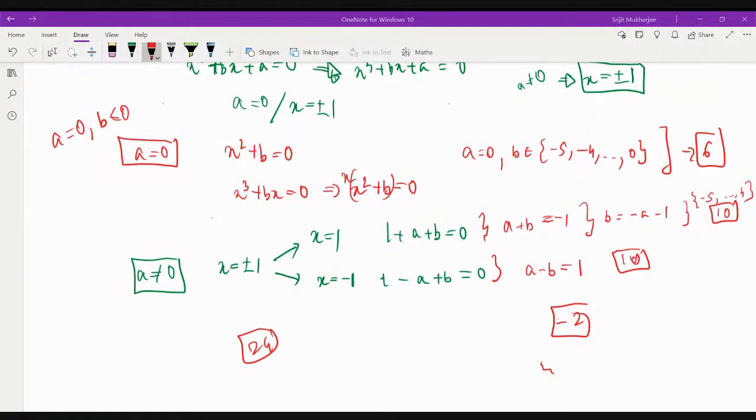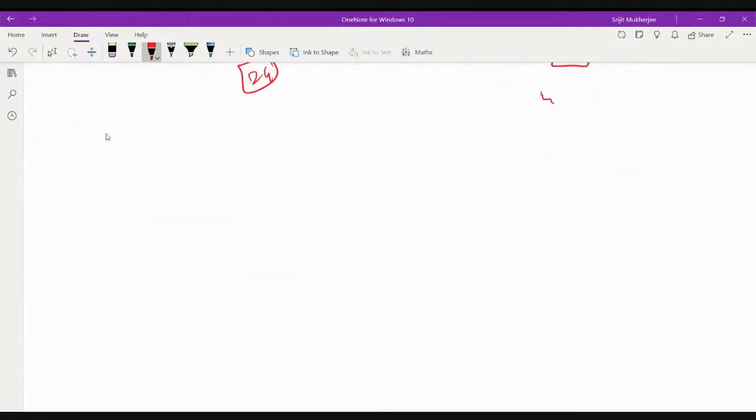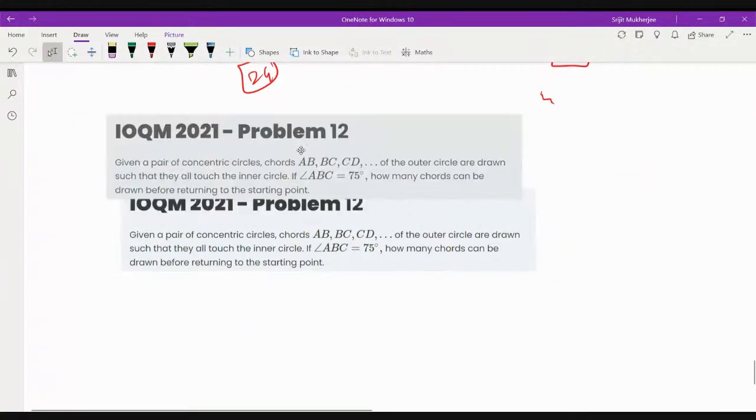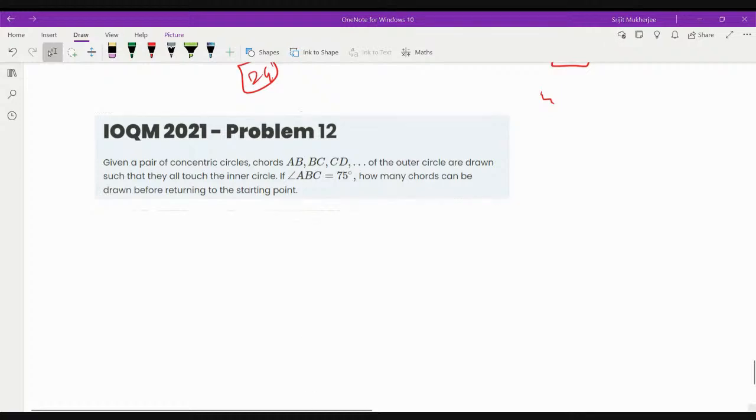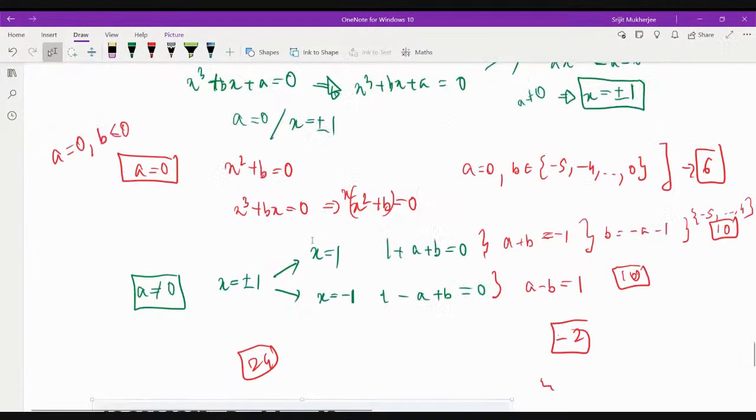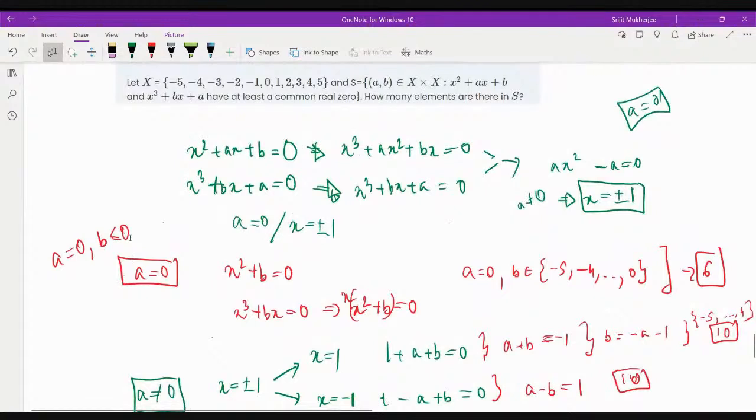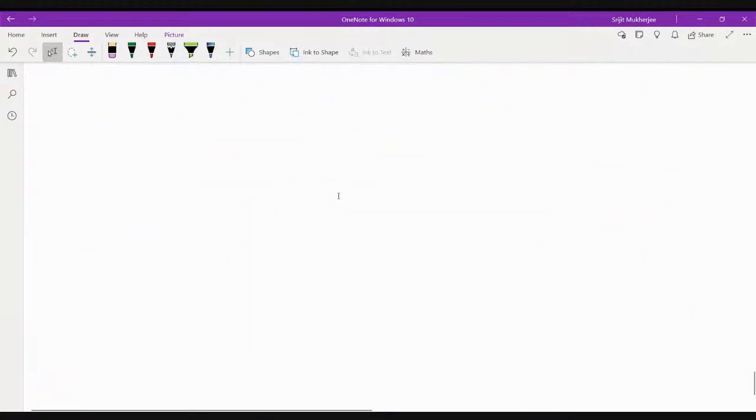So it's a geometry problem. Let's move ahead. Given a pair of concentric chords, guys. Yeah, sure, go ahead. How is b less than or equal to 0? For a is equal to 0, b must be less than or equal to 0. Otherwise, if b is greater than 0, then x square plus b is greater than 0, since x square is non-negative. So this can never have a solution if b is greater than 0. That's the idea, okay? So let's do this problem.